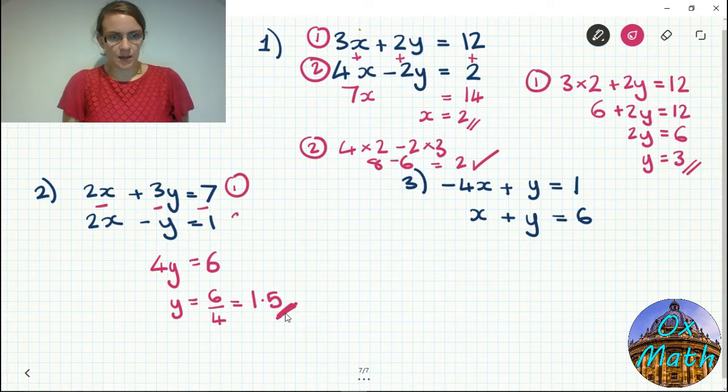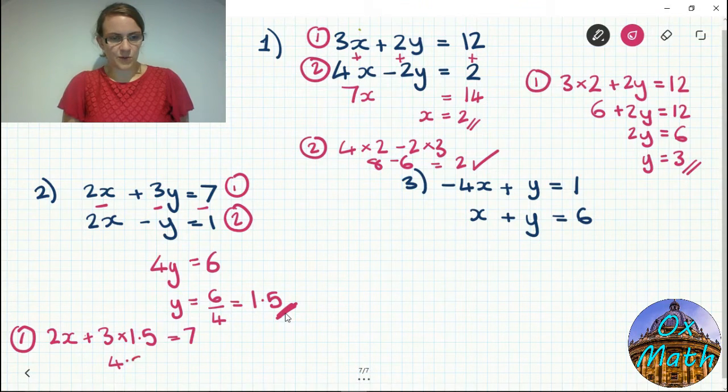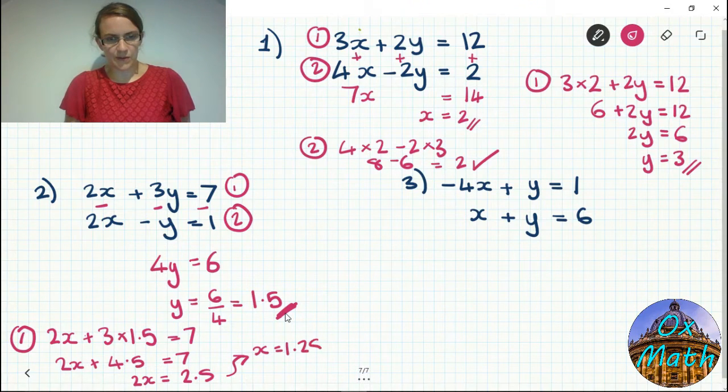So again, let's call it equation 1 and 2. We're then going to use equation 1 to find the value of x. So 2x plus 3 lots of y, which is 1.5, equals 7. So 3 times 1.5 is 4.5. So 2x plus 4.5 is 7. 7 take away 4.5 is 2.5, and that is 2x. So x equals 1.25. And then we can just check in 2.